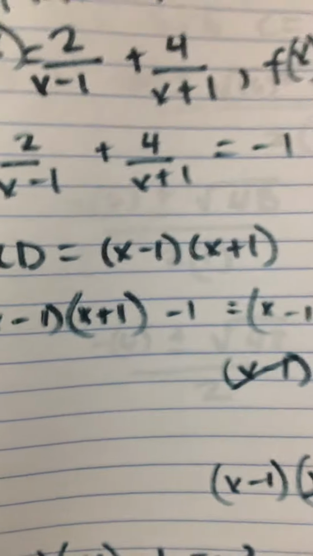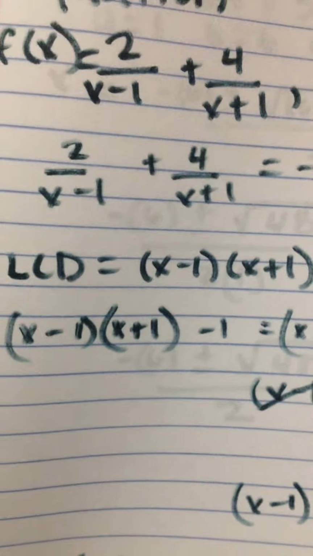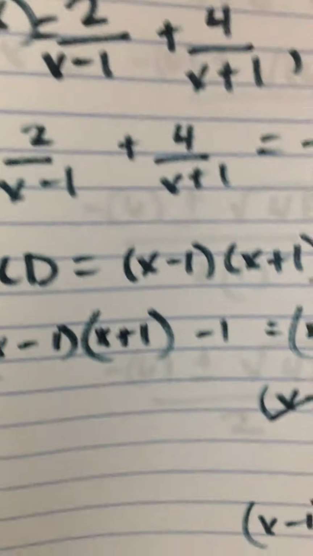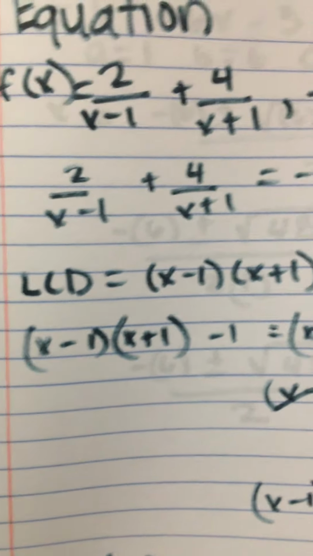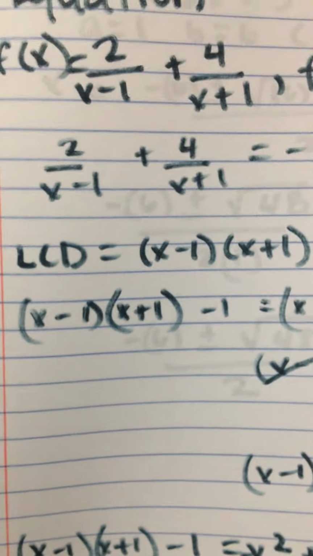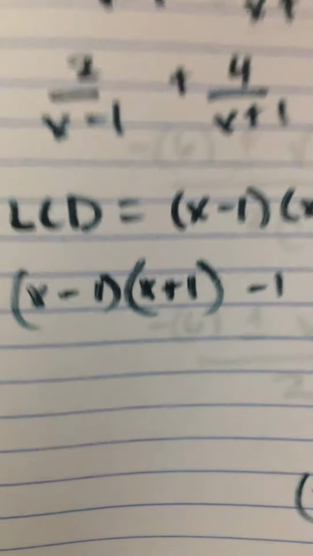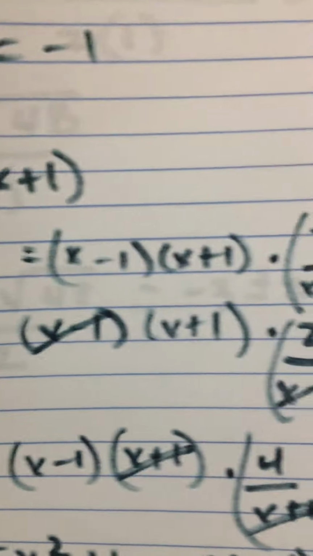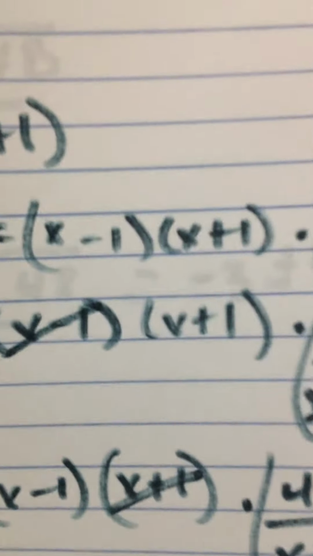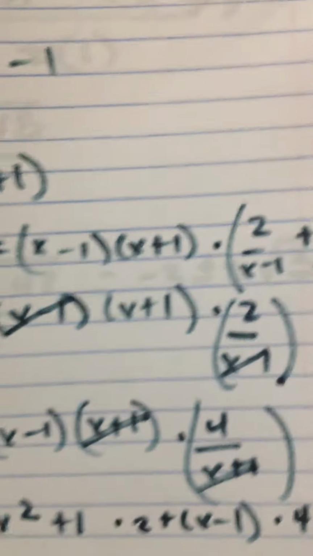Now you've got your LCD. You need to make the denominators the same, and you cannot subtract or add if you don't have the same denominator. Now you need to multiply both sides of the equation by the LCD. So you multiply the left side and the right side by the LCD.